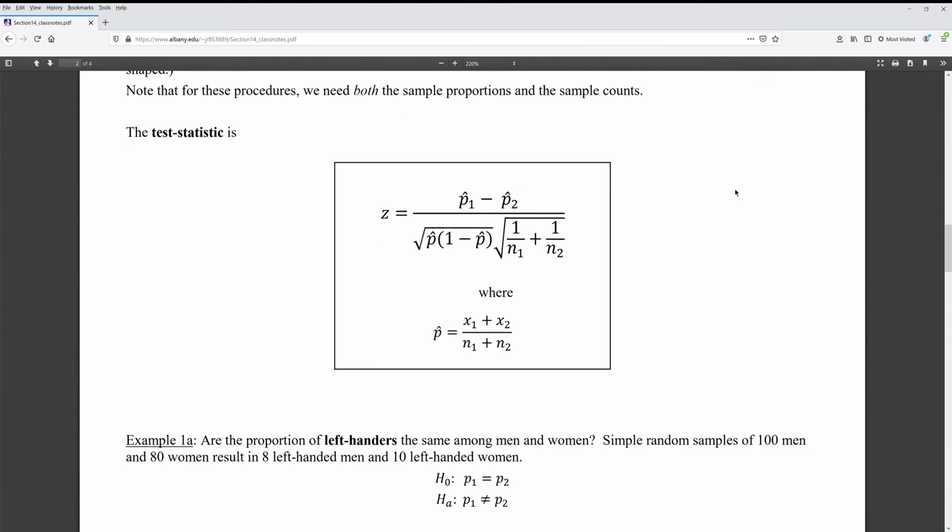Part 2 of these notes. So, continuing section 14, doing an example of comparing proportions.